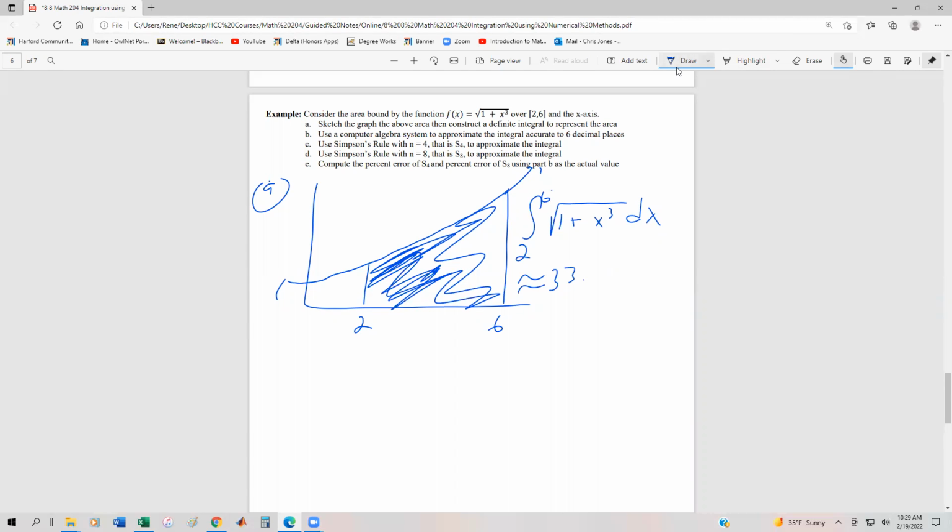What's going on here? There we go. All right. Okay, so that's going to be our approximation.